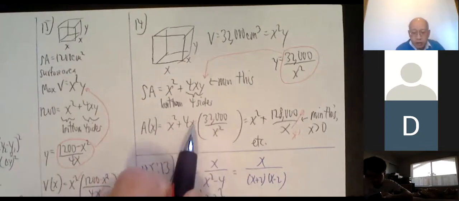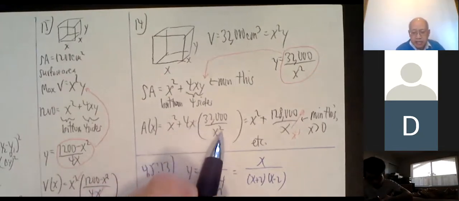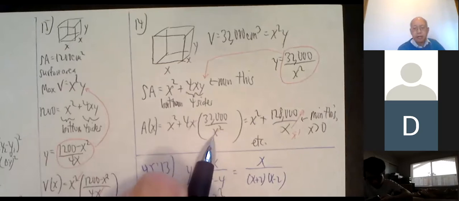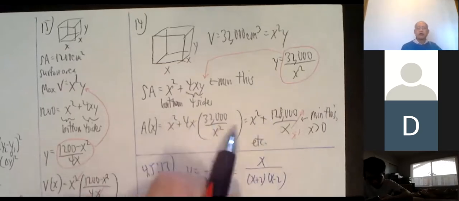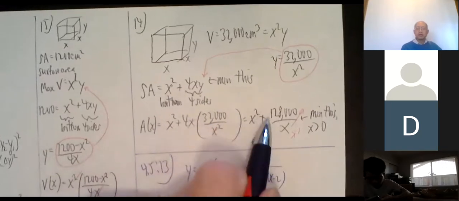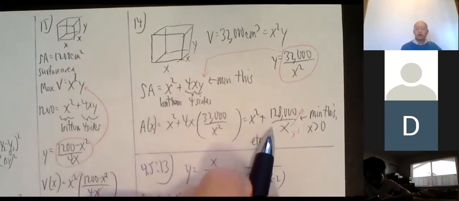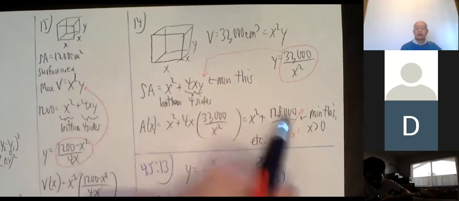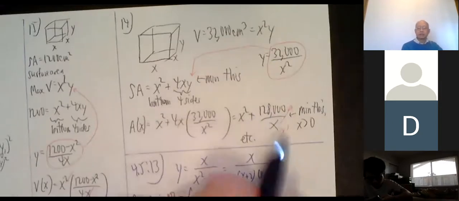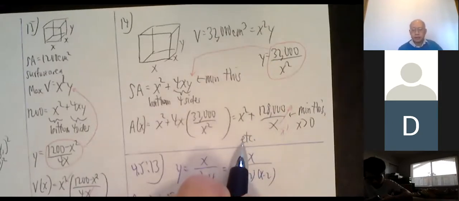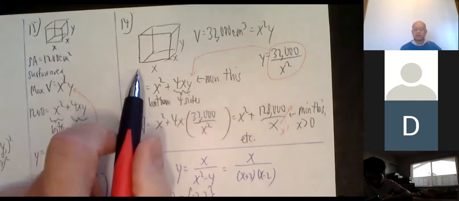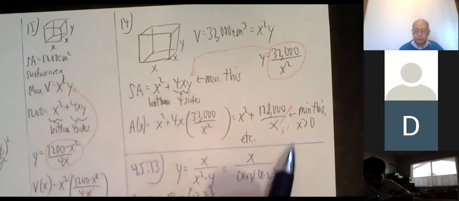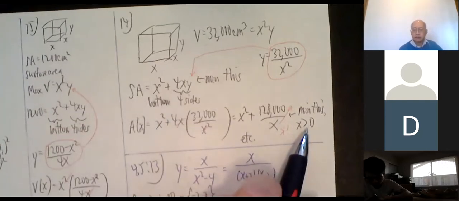Okay, and yeah, one of these x's cancels one of these x's. There's still going to be one more x in the bottom. And 4 times 32,000 is 128,000. So my area function is x squared plus 128,000 over x. And that's the quantity you want to minimize. Okay, so I'll just say et cetera, which means you try to figure the rest of that out. And the restriction is that x has to be positive, right? You can't have negative distances here. No such thing. So x greater than 0.